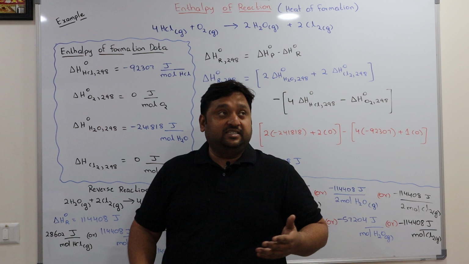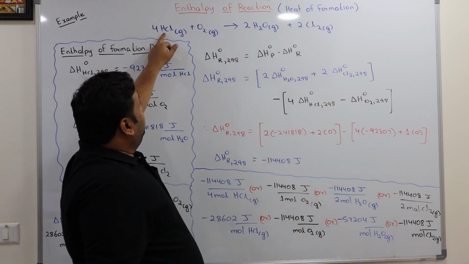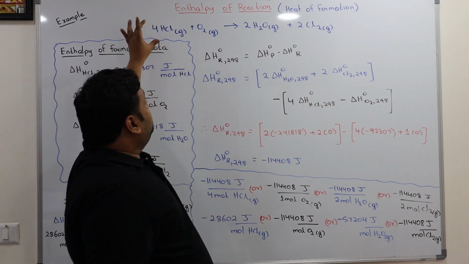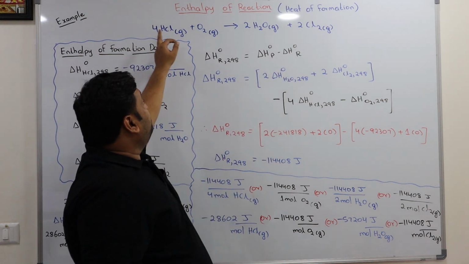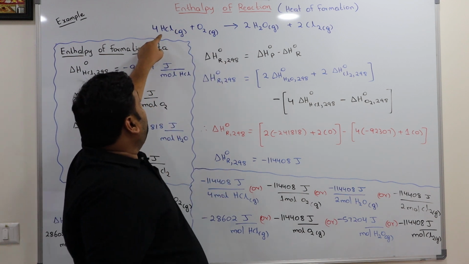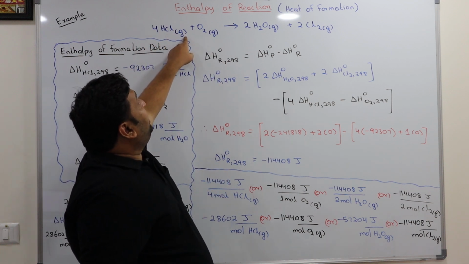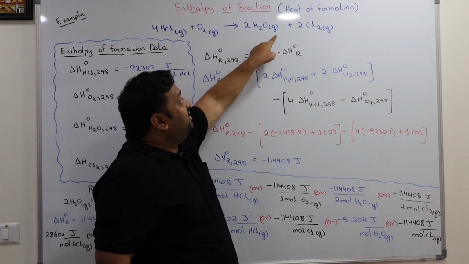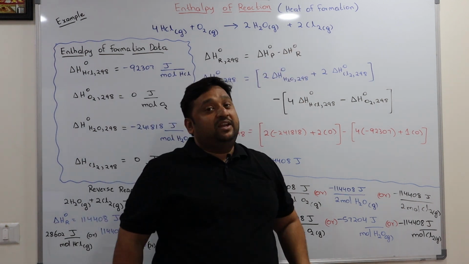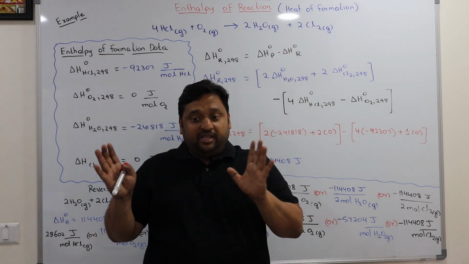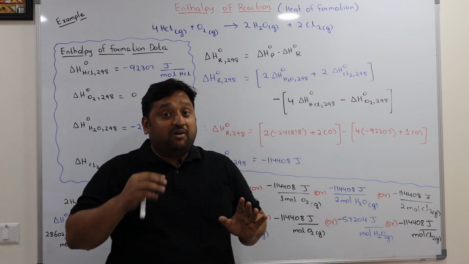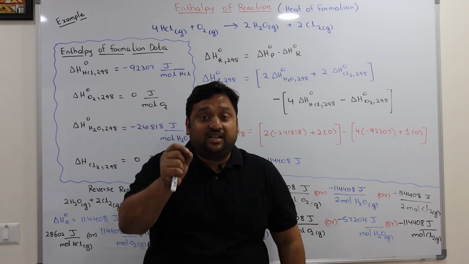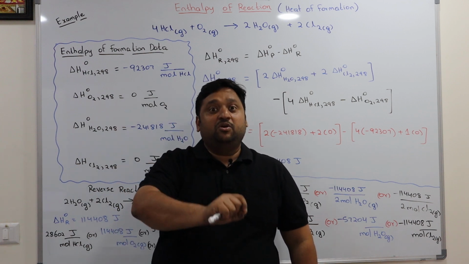For example, consider this reaction: HCl plus oxygen react to form water and chlorine. If you observe the stoichiometry of the reaction, it is not 1 everywhere. Here 4 moles of HCl in the gas phase react with 1 mole of oxygen in the gas phase to form 2 moles of water in the gas phase plus 2 moles of chlorine in the gas phase. Now the stoichiometry is different. While finding the heat of reaction through the heat of formation data, you have to take these moles into consideration.